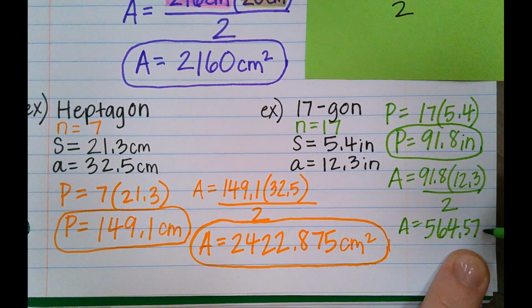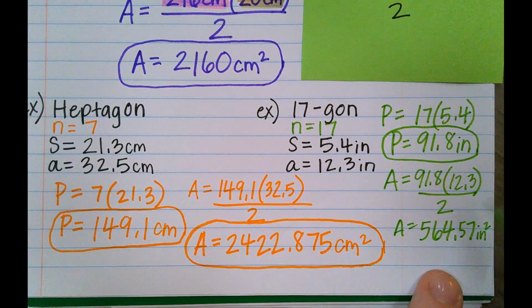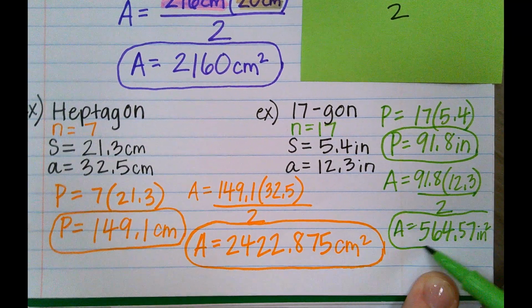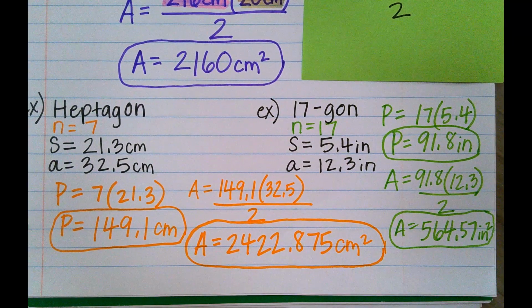564.57 inches squared is the area. Very, very nice. Perfect, you guys. Okay, it is 1:58. It is just about 2 o'clock. We have done some really good work for this first half here.